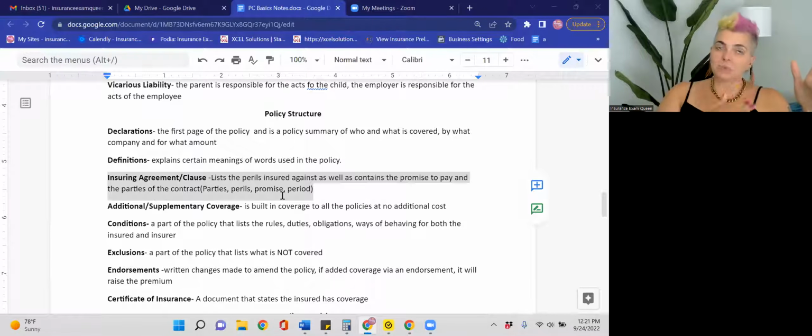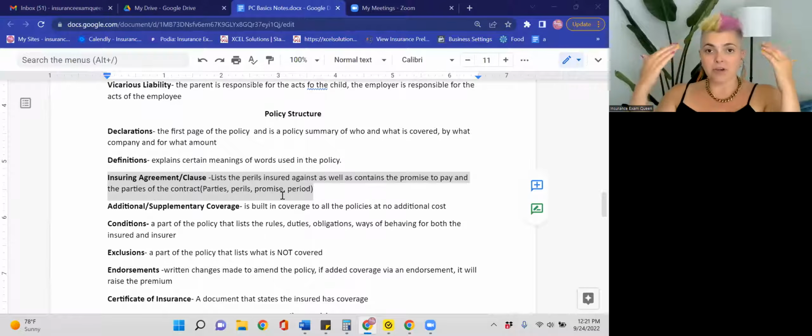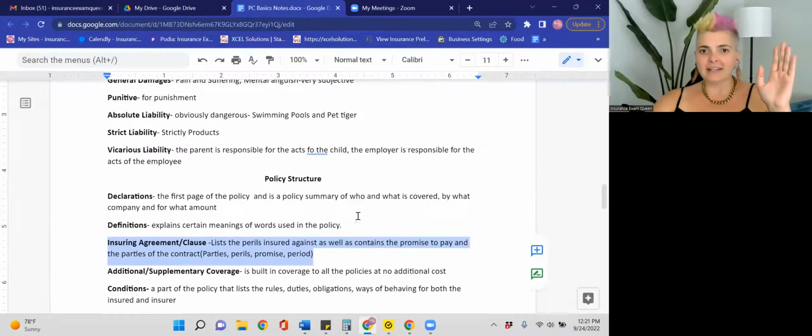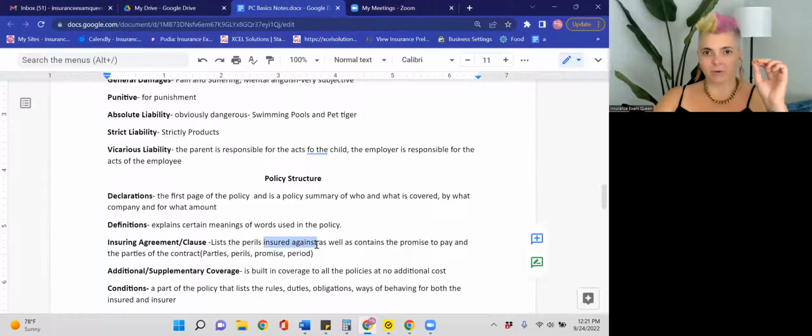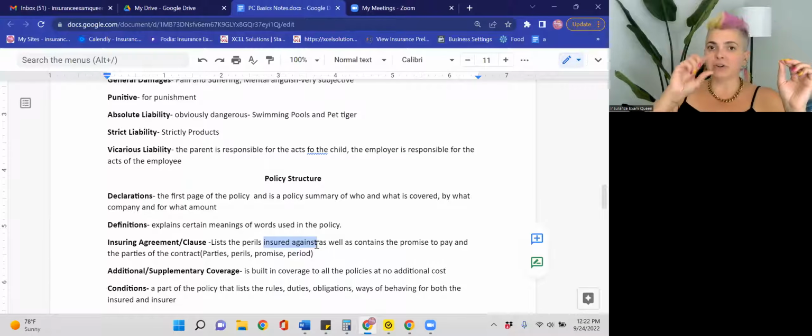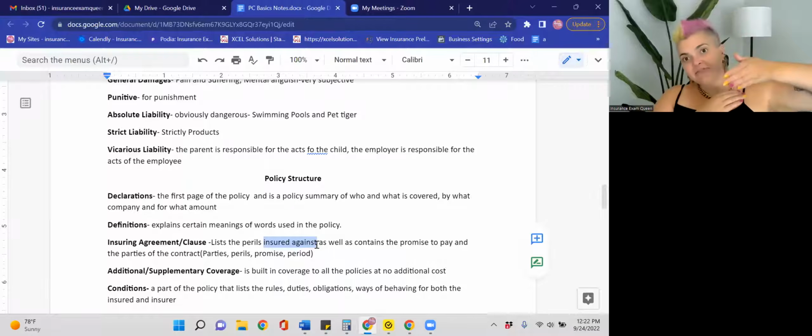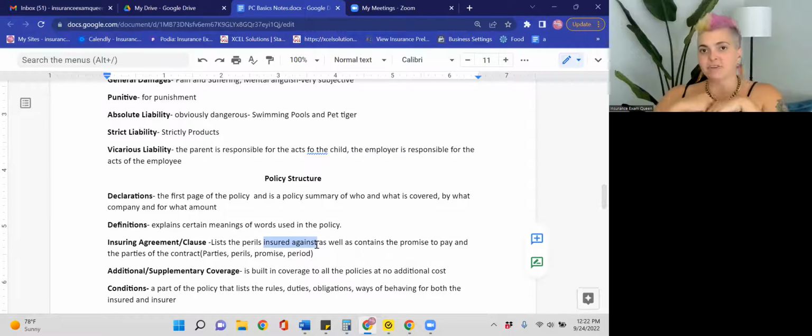So the insuring agreement is what will list the perils. Remember, the perils are the cause of loss, the reason that I'm filing a claim. So the perils would be fire, lightning, wind, hail. My declaration page will not declare the perils. I would need to go to the insuring agreement to find out exactly what perils are covered. The insuring agreement lists the perils insured against. The phrase insured against is a little weird. Insured against means covered for. If you are insured against something, you are covered for it. Like you're insured against fire, meaning if fire happens, they will cover the fire. They will pay for the damage after the fire.